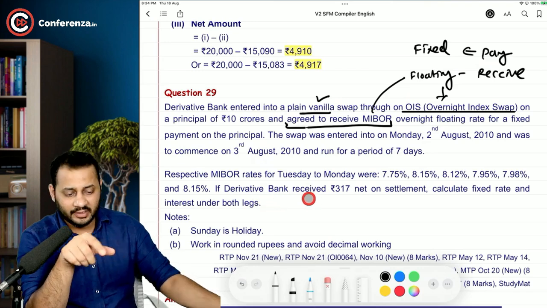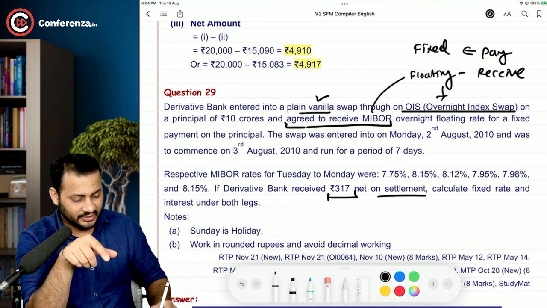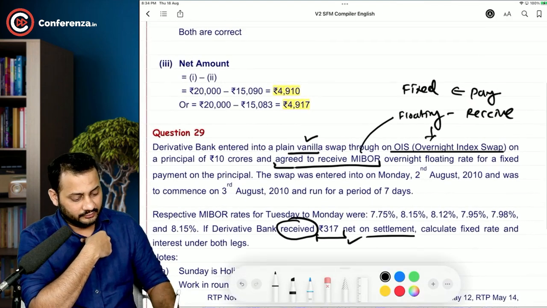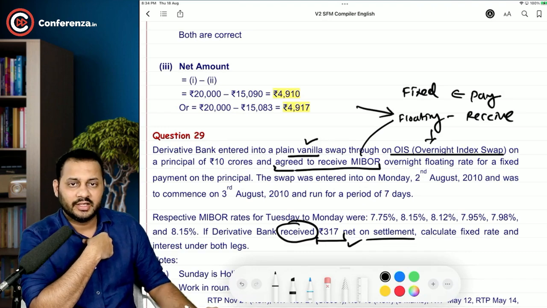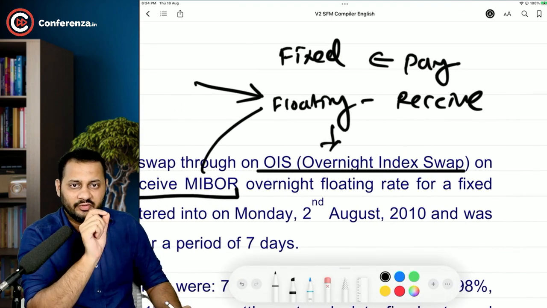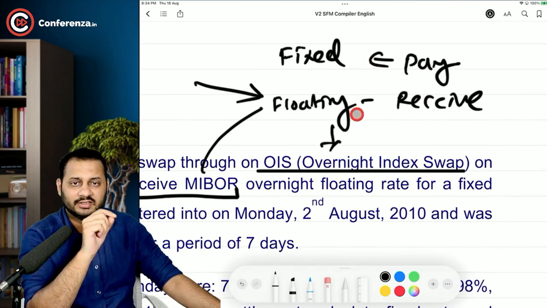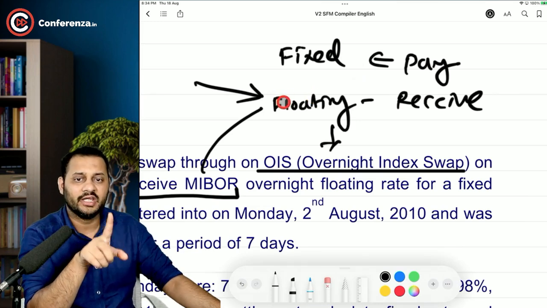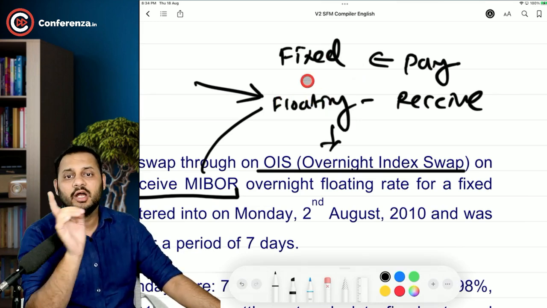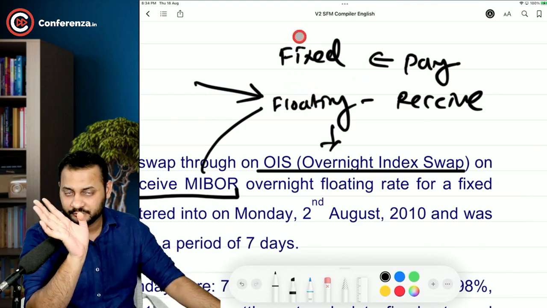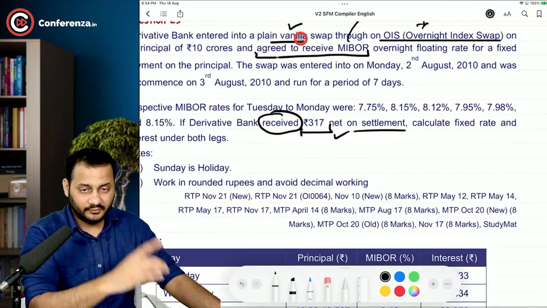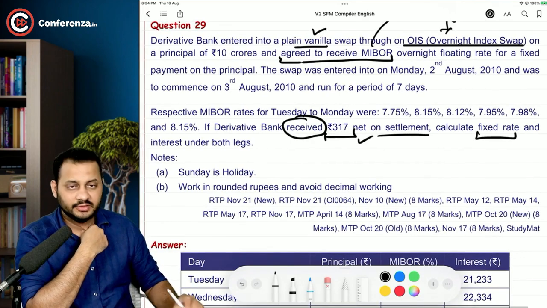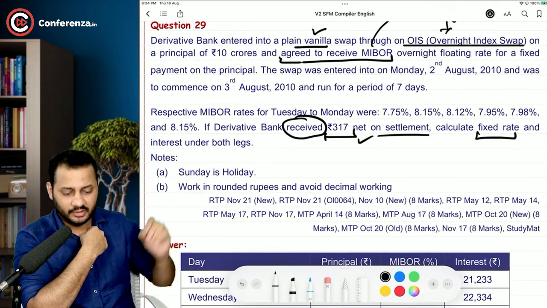If the derivative bank received 317 net on settlement. So you understand, they received net. And received means, can I say, every day if I'm paying fixed and receiving floating and the net of both is a receipt, that means floating was higher than fixed. Can I say that? Floating was higher than fixed by 317 rupees. Calculate the fixed rate of interest for the swap and interest under both the legs.